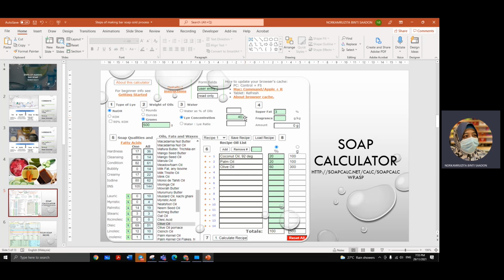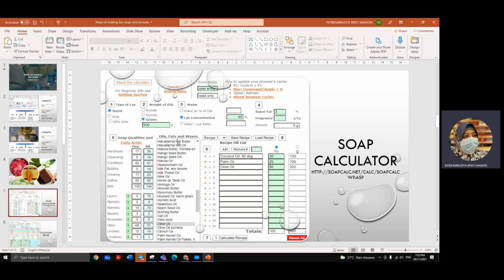So what is the function of this superfat? This is to make sure that maybe 3% of your oil will remain unreacted, so that you can see the moisturizing effects on your skin.